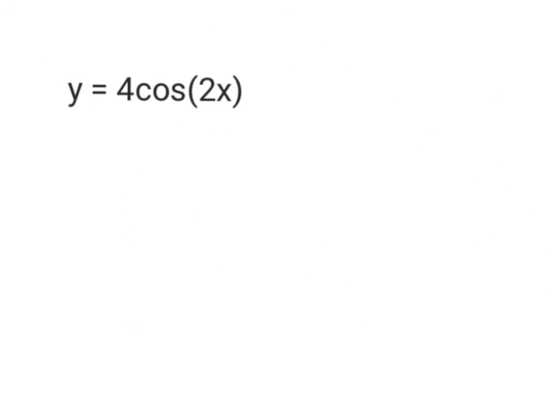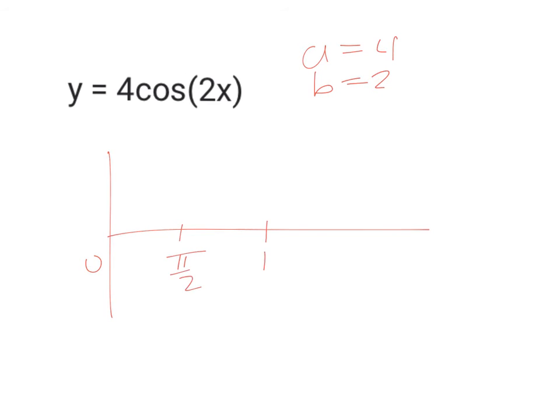The next one, my a value is 4, and my b value is 2. Now this means I'm going to see two full curves between my distance of 0 and 2 pi. But how long will it take me to get one full curve? To figure that out, all I have to do is my period. So I do 2 pi over 2. So it would take a distance of pi to get one full valley.